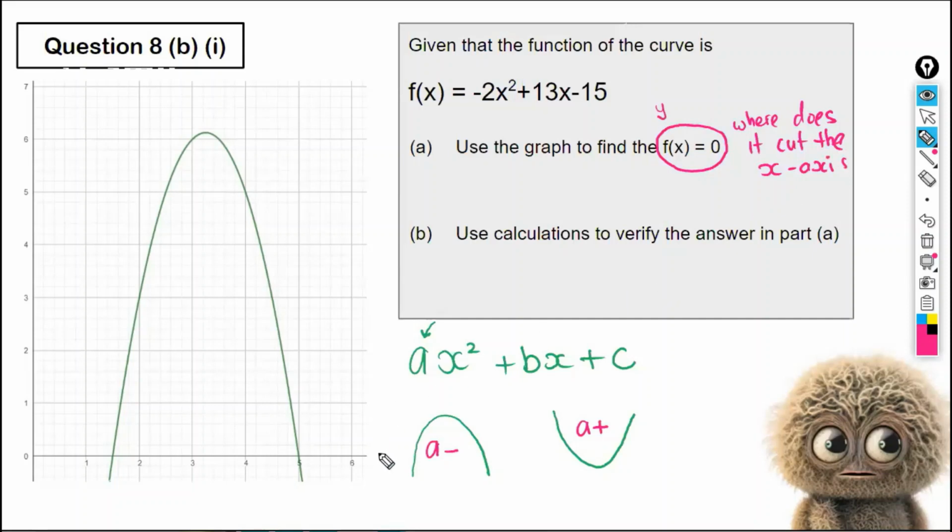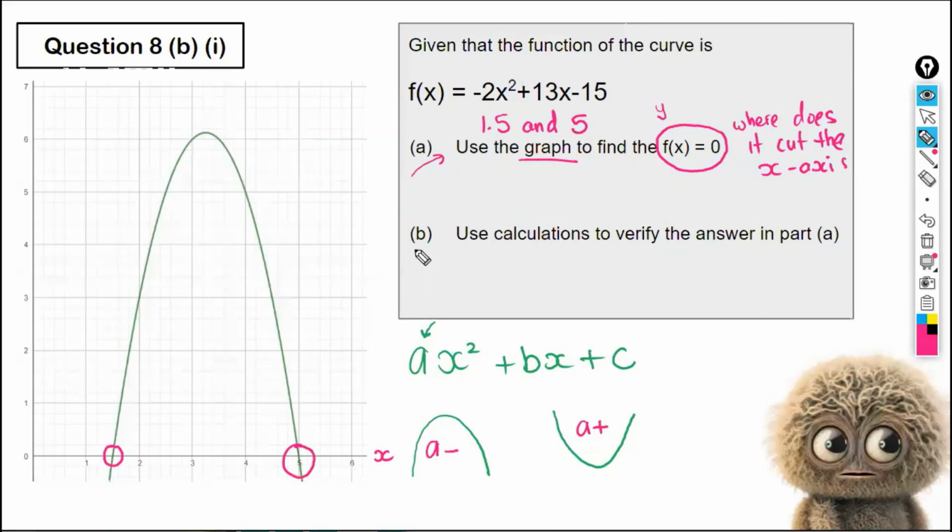To figure out where it cuts the x-axis, we know the x-axis is the horizontal one. Where does the graph cut the x-axis? And they ask us to use the graph to do so. Doesn't it cut the x-axis at 5? And it's looking like, well, 1.5, because it's between 1 and 2. So the answer for this is 1.5 and 5. Okay?